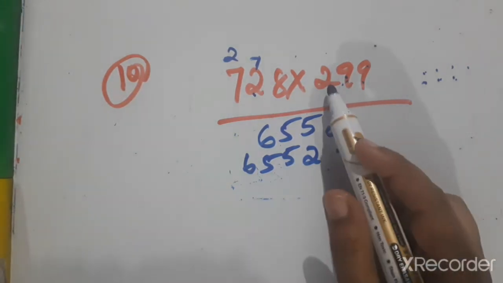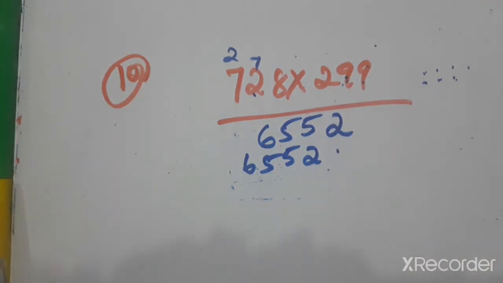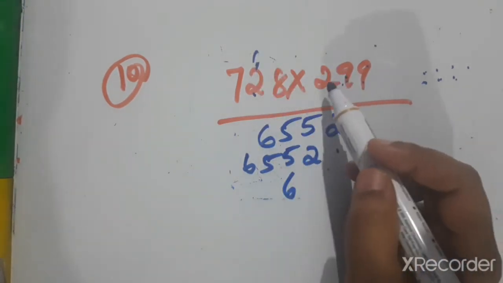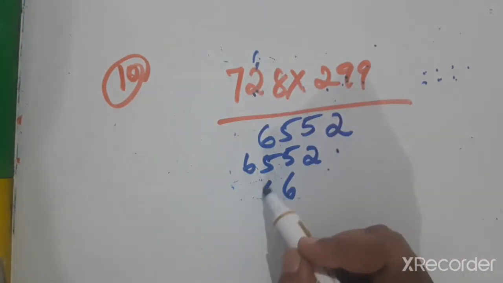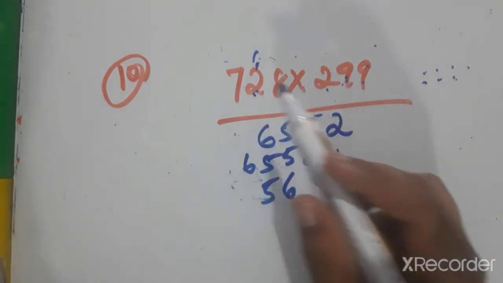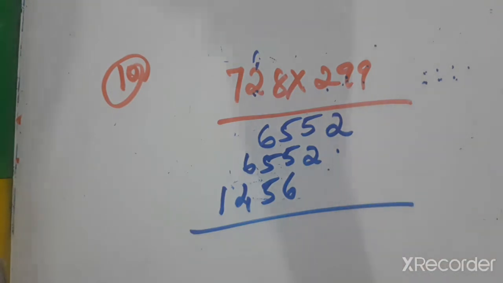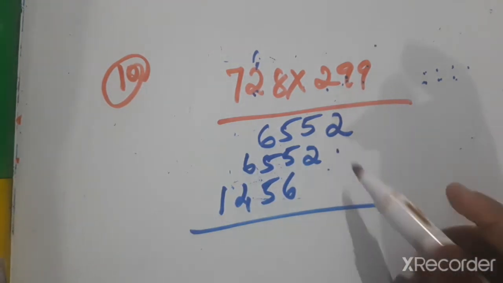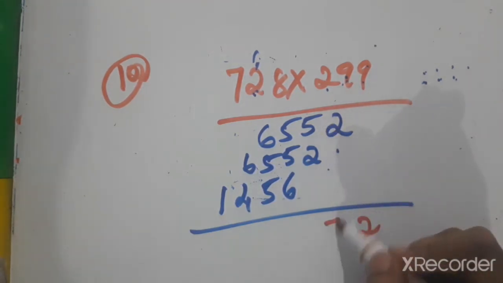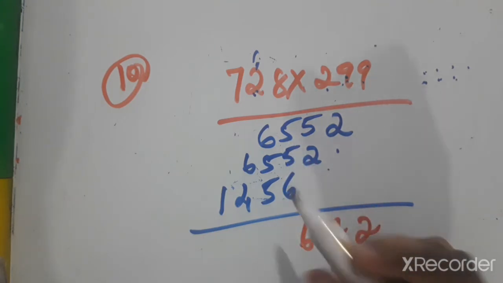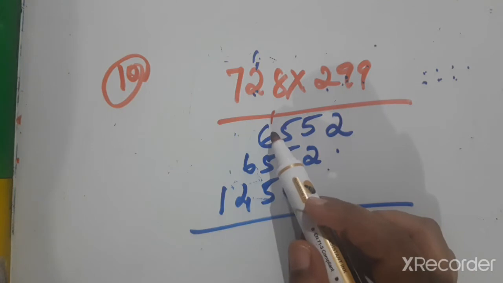Now with the 2 we have to multiply each number. Now 2 eights are 16. So 6 here, 1 carry out to next place. 2 twos are 4. 4 plus 1 is 5. 2 sevens are 14. Total is now 2. 5 plus 2 is 6, 7. 5 plus 5 is 10. 10 plus 6 is 16. 1 carry out to next place.